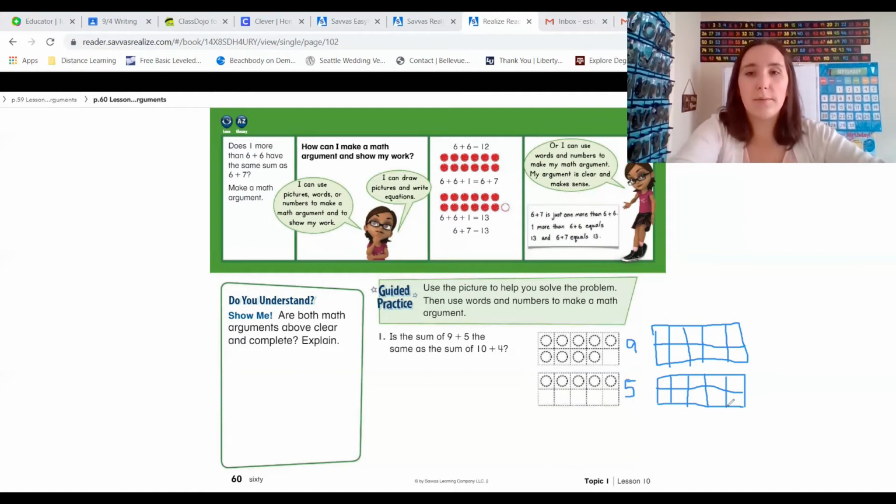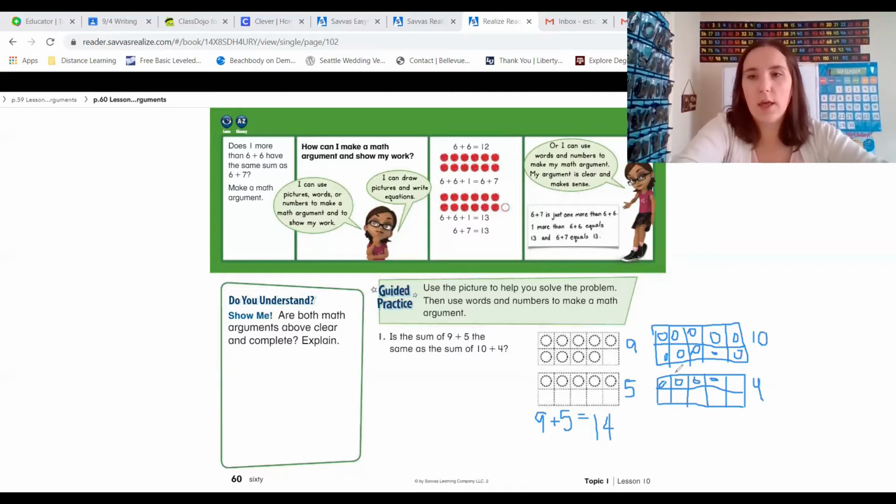Okay, I drew my 10 frames. Now let's find out what our answer to 9 plus 5 is. So 9, I'm going to count on: 10, 11, 12, 13, 14. So 9 plus 5 equals 14. Now I'm going to draw a picture for 10 plus 4. Okay, I did 10 and 4. So let's count on to find our answer. 10, 11, 12, 13, 14. So 10 plus 4 more also equals 14.